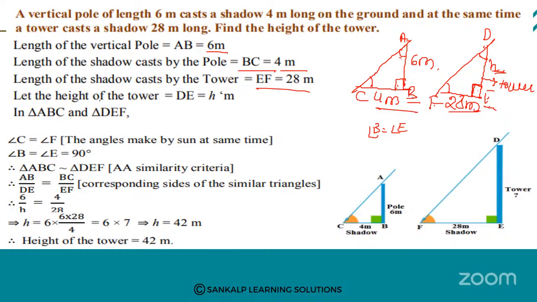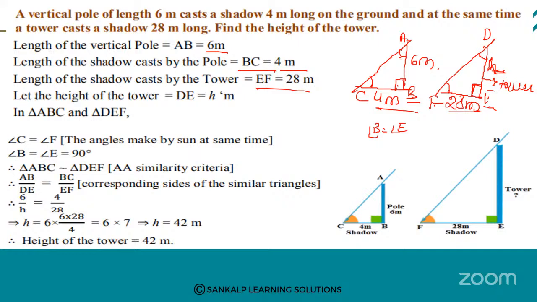Now, the length of the height of the tower DE is H meter. We don't know, so now we'll consider it as H meter. Now, in triangle ABC and triangle DEF, okay, angle C is equal to angle F. So, what I told, angle C is equal to angle F, because this is 45 degree, this is 45 degree. Okay, and angle B is equal to angle E, that is 90 degree. Now, by using AA similarity criteria or AAA similarity criteria, we can say that these two triangles are similar, right?